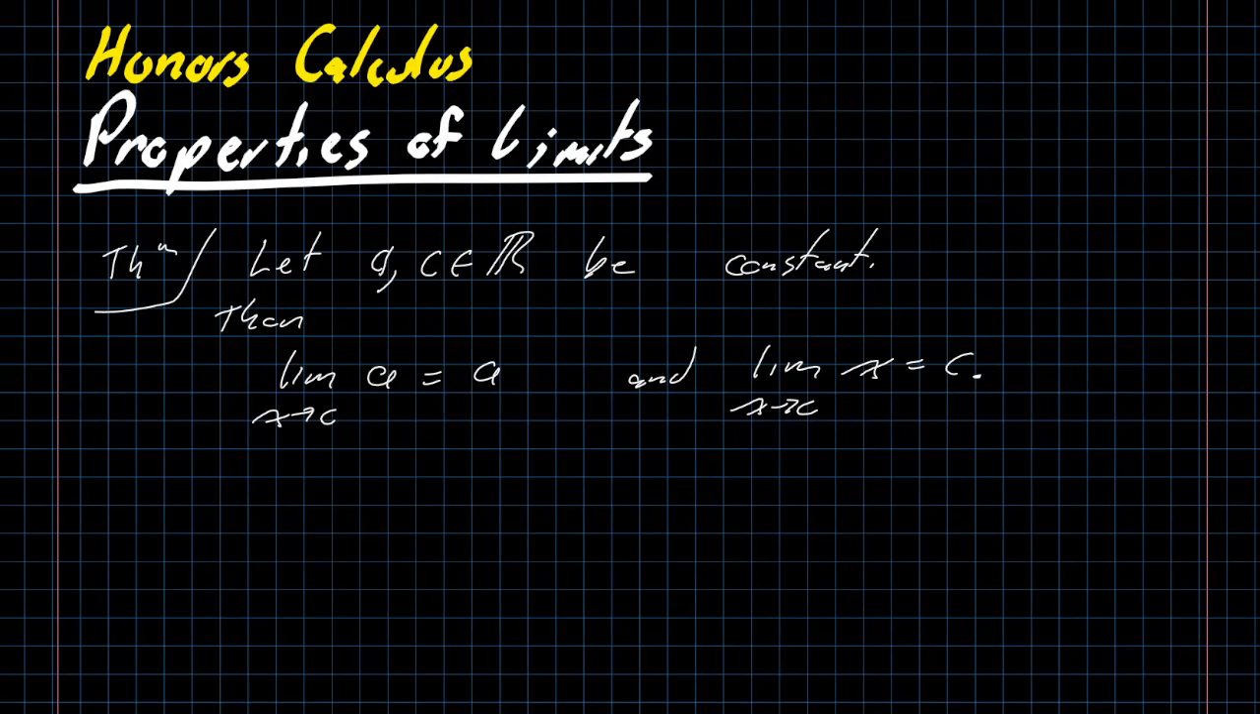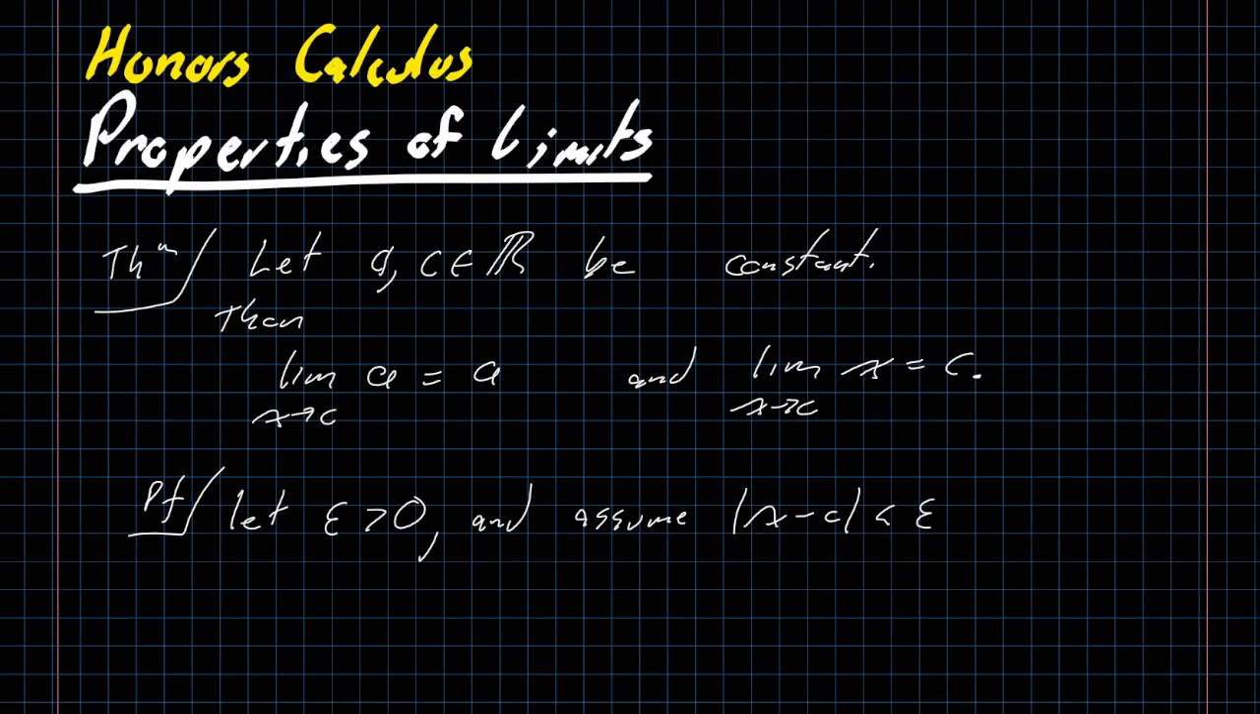This says theorem, so that means I'm probably going to have to prove something here. All right, let's let epsilon be bigger than 0. And I'm going to skip the scratch work and just assume that the absolute value of x minus c is less than epsilon. That works. It will always work. Good enough for me. I guess it won't always work. It will always work for this particular problem. Saves us a little bit of time.